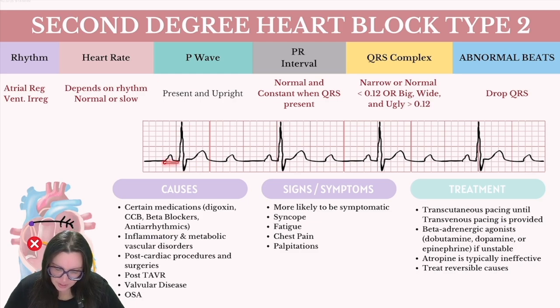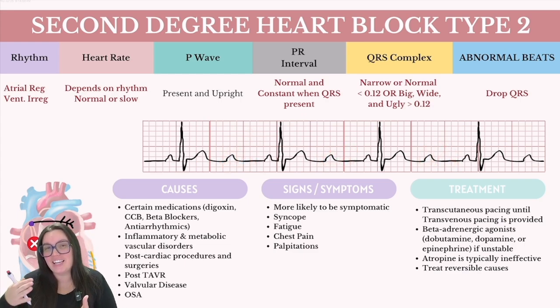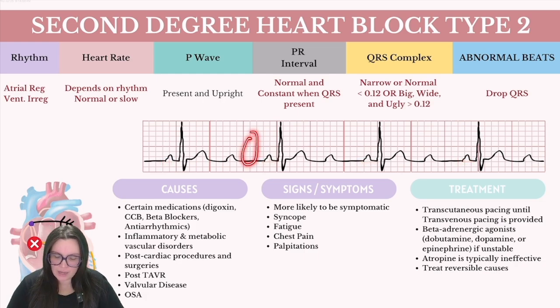So if I was to measure this PR interval, this PR interval, this PR interval, and this one, you're going to find that they are identical. But what we have here is a P wave and nothing behind it. P wave, nothing behind it. P wave, nothing behind it, and so on and so forth, all the way down. So that's how you can tell that you have a second degree type 2: my PR interval looks exactly the same every single time I have a QRS complex there. However, I do have some dropped beats behind some P waves. So that is the big difference between type 1 and type 2.